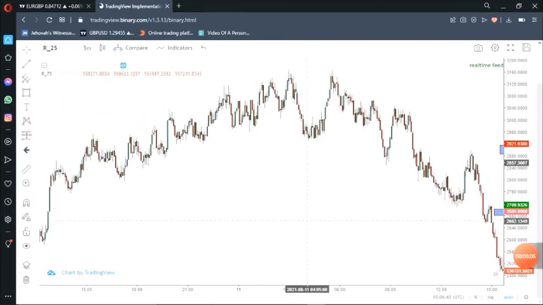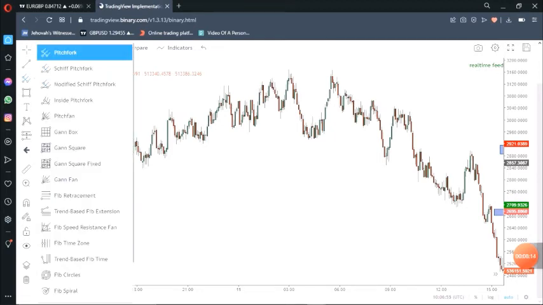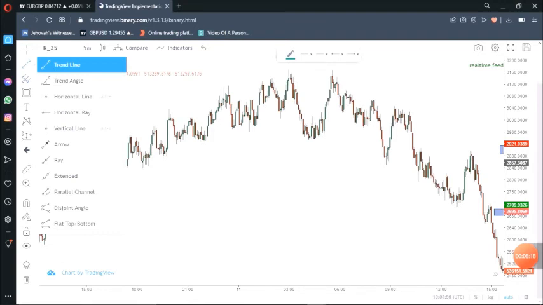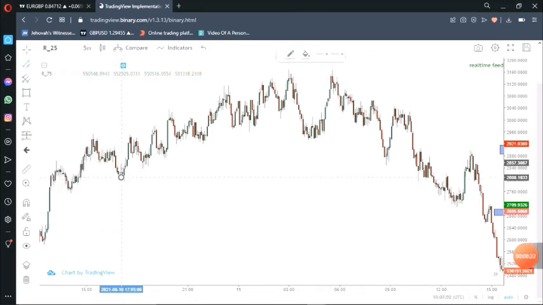I can look for another example. You see the upwards channel I was telling you about, this one. Let's see, right here. No, it should be there. Parallel channel, yes. So start from here all the way. You've seen that it's moving to the upside, right? This is a channel.